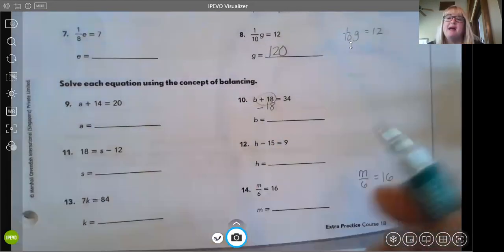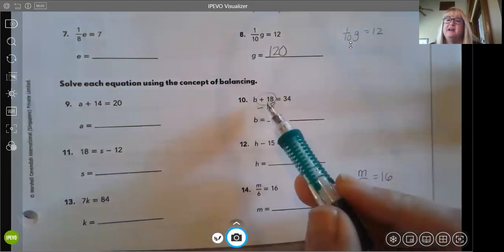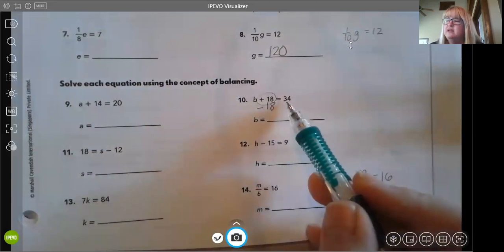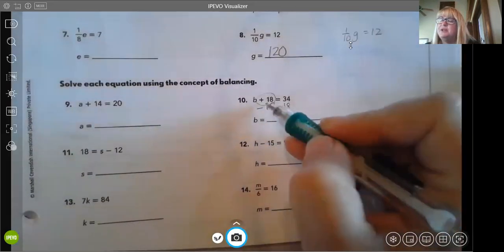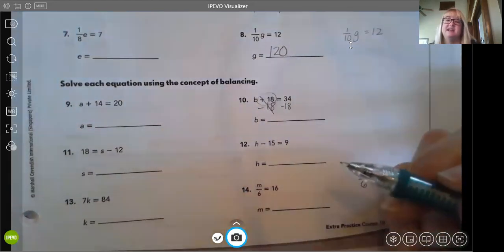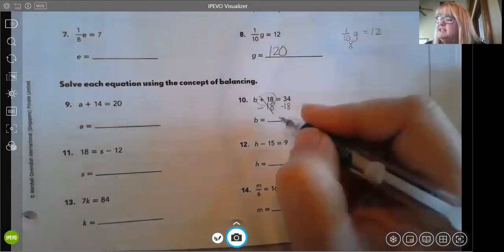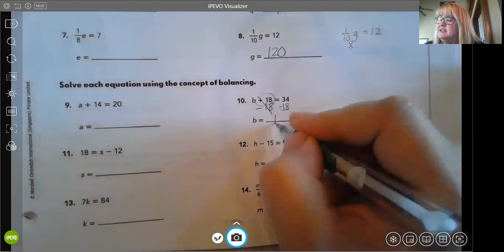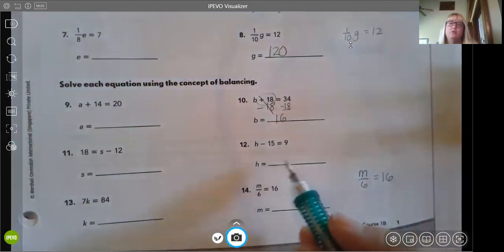But the concept of balancing, if I subtract 18 on the left side of the equal sign, I have to do the same thing to the right. You have to be fair or it doesn't work. So plus 18 minus 18 cancels out. So B is by itself. And if you do 34 minus 18, you will get 16. So B equals 16.